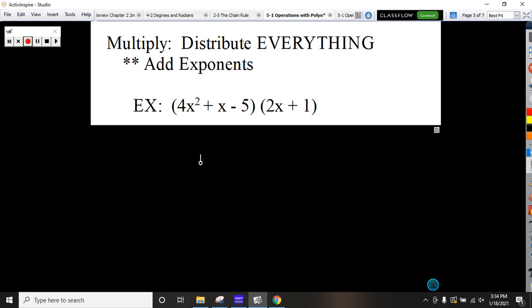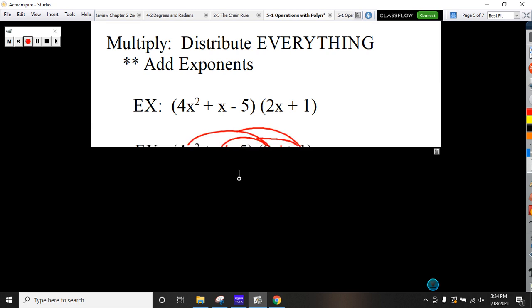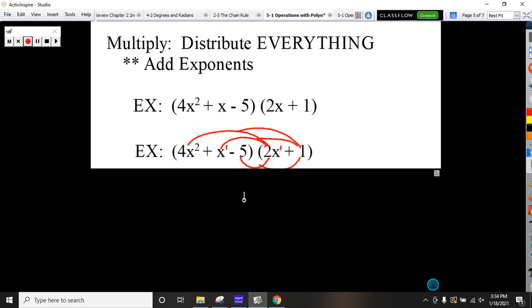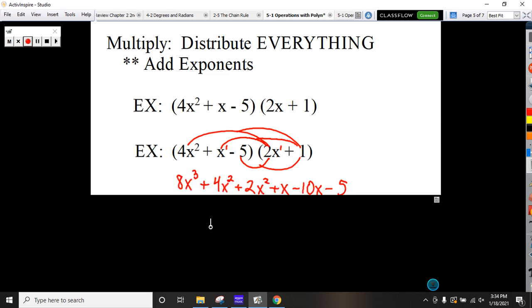To help separate this out, I wanted to show you the problem, but then I usually use my lines as a multiplication so you can see where everything's going. Like I said, you take 4x squared times both of these, x times both of these, and negative 5 times both of these. So you're all the way out.